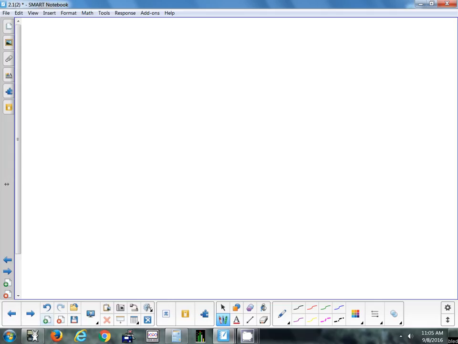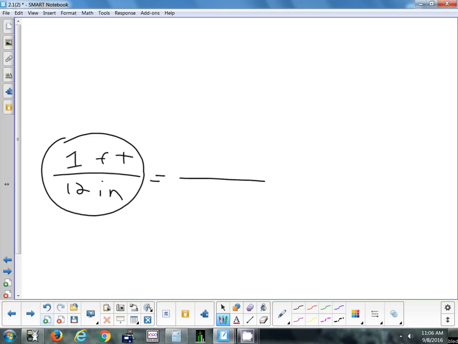Same thing if I said to you in 1 foot, there's 12 inches. You can use this fact to convert any number of feet to any number of inches. You just need to know that one fact. So if you said to me, well, I have 96 inches, how many feet is that? All I have to do is write down how many inches you gave me. I don't know how many feet it is. And then I cross multiply, and I could solve it.